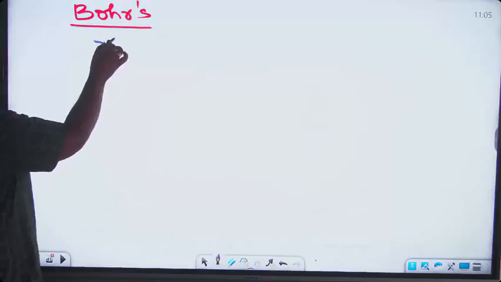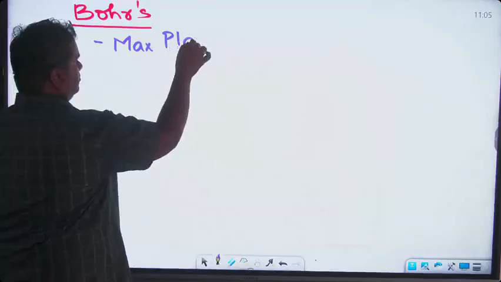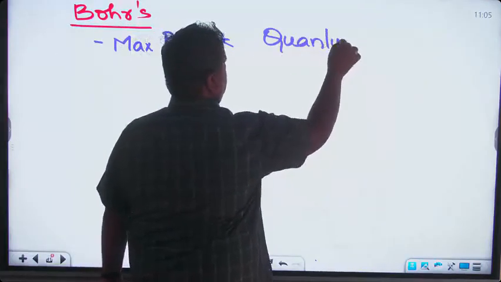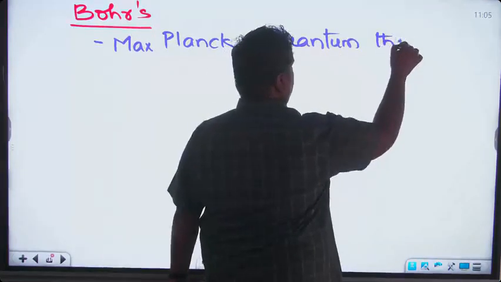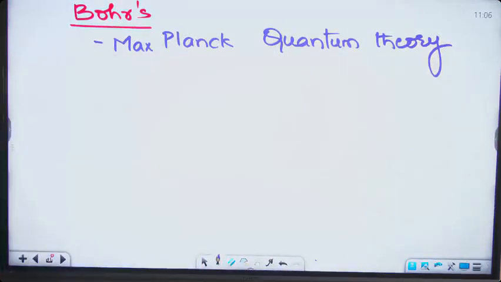So Neil Bohr's model is based on Max Planck quantum theory. Did we come across this word anytime? I think in a physics handout we had one question which is based on this: Max Planck quantum theory, who has proposed which one? We had 4 options, almost around the 80th question.